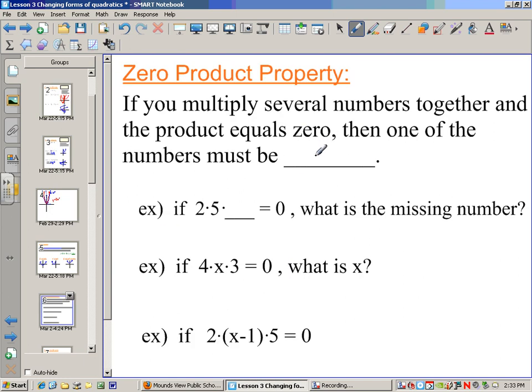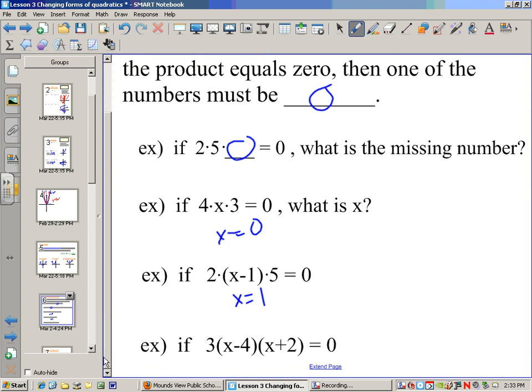Now, there's a zero property that says if you multiply several numbers together and the product is 0, then one of the numbers must be 0. So 2 times 5 times what equals 0? Well, that has to be 0. 4 times what times 3 equals 0? X has to be 0. 2 times this times 5 equals 0? Well, what's going to make this 0? 1. 1 minus 1 equals 0.